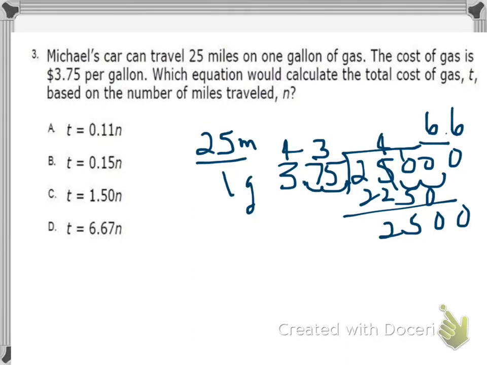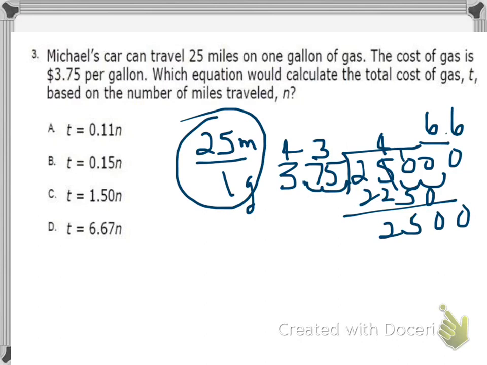Okay, Michael's car can travel 25 miles on 1 gallon of gas. The cost of gas is $3.70 per gallon. Which equation would calculate the total cost of gas, T, based on the number of miles traveled, N? So what we're going to do for this is find how much 1 mile will cost based on the fact that 25 miles will cost $3.75.